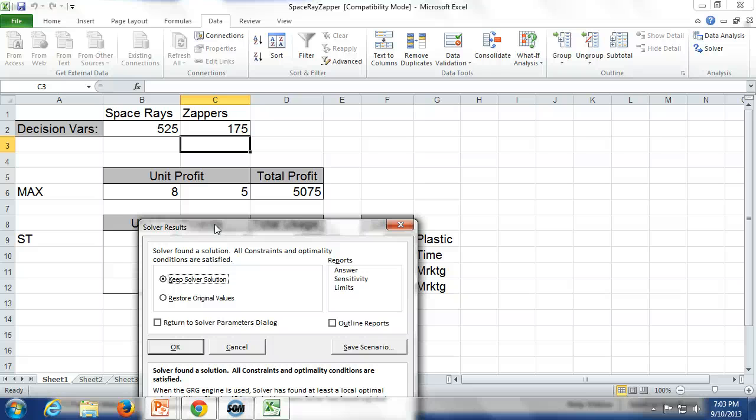After I do this, I want to click on show me the sensitivity report. You guys see this over here? It says reports. Click on sensitivity, and then click OK.